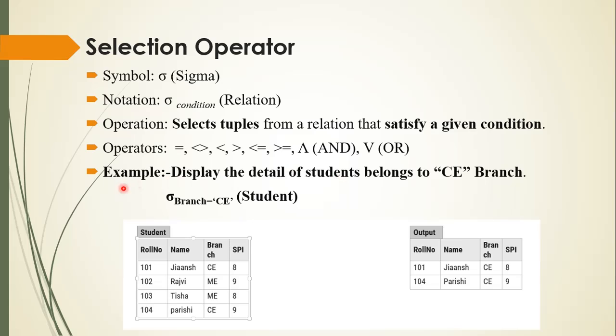So this is a simple query. Sigma branch is equal to C is our condition, and the relation is student. From which table? The students table. If this condition is satisfied, then it will give the output. So this is the selection operator.